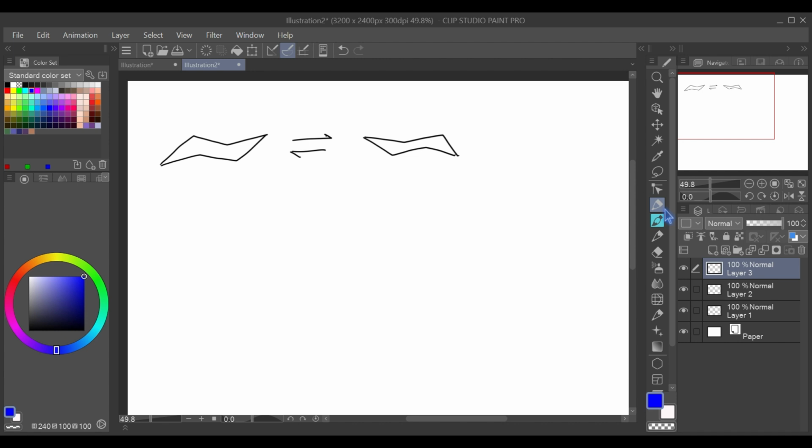Let me bring back the chair. It's good to look at it as a reference if you're too lazy to build with your model kit.